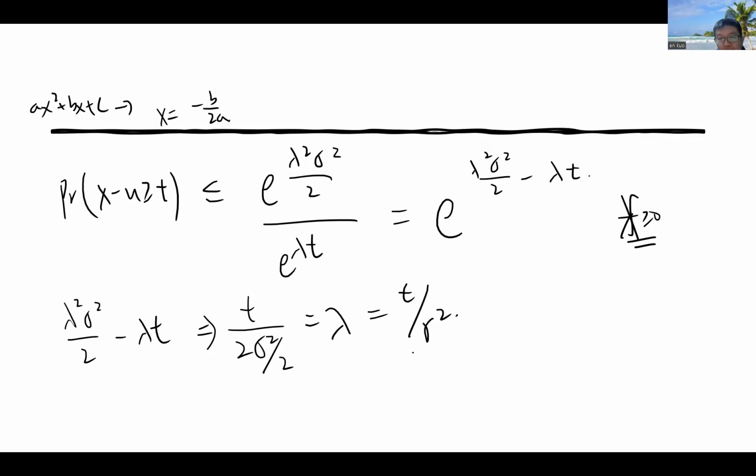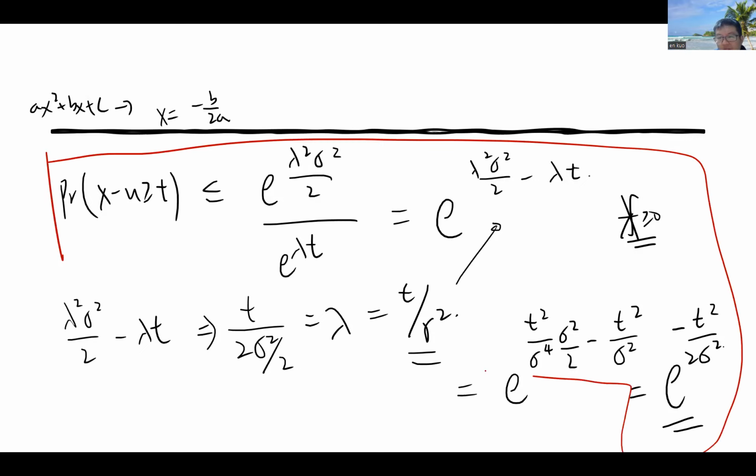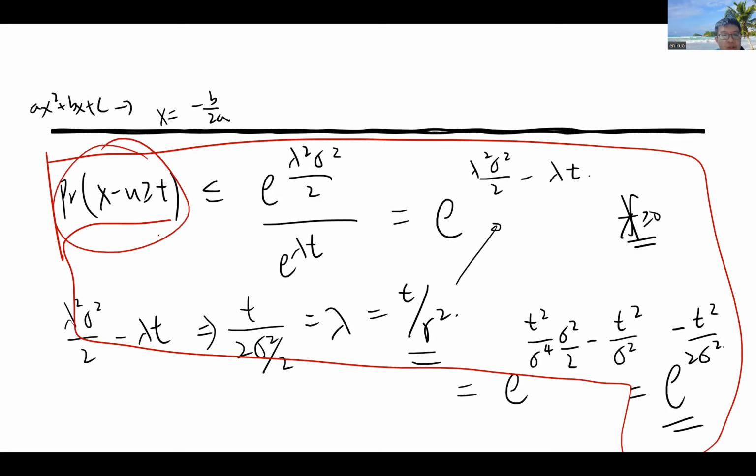Now you can plug it in. You get t squared divided by sigma squared, divided by 2, minus the other term. So you get the exponential of minus t squared divided by 2 sigma squared. So finally, this is our result for the probability of x minus mu being at least t.